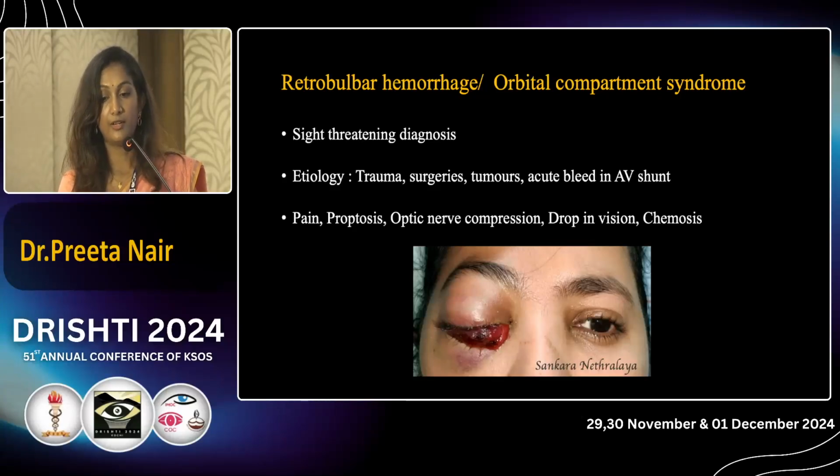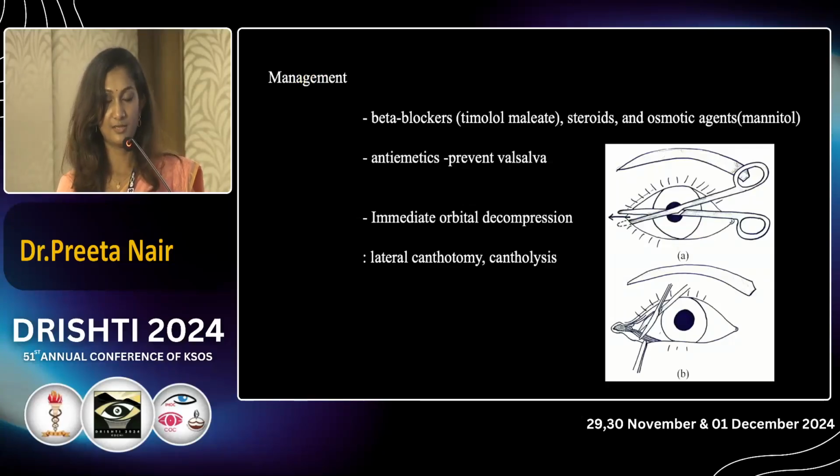Another important condition is orbital compartment syndrome, where a retrobulbar hemorrhage, an acute bleed, can cause compression of the optic nerve, which is sight threatening. So an immediate orbital decompression, lateral canthotomy and cantholysis can be done in these cases, and the patient can be started on steroids and anti-glaucoma medications.